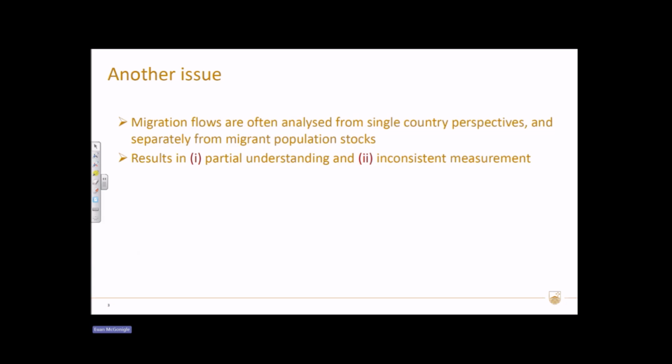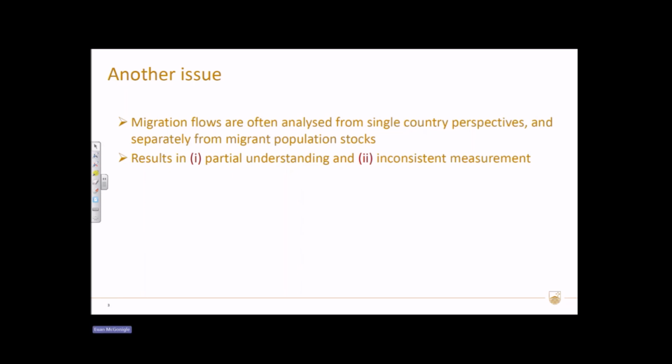Another issue, and this is something that goes into a lot of the work that I do, is that whenever we think about migration, it's often done in a silo, separate from the population stocks that it's influencing. Migration is often analyzed and predicted by itself, or only looked at from a single country perspective. You might only look at who's coming to the UK or who's leaving the UK, and you're not always thinking about where migrants are going to. But migration is naturally a process of moving from one place to another.